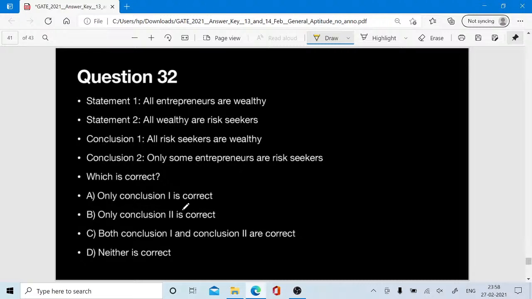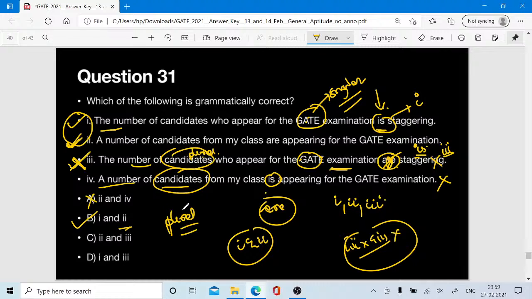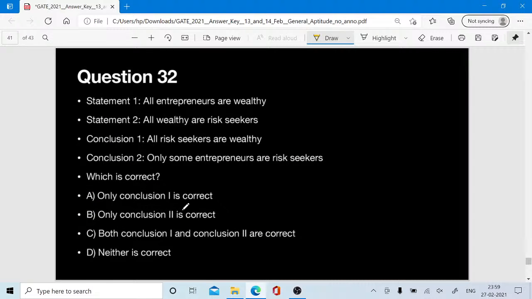Let's see the last questions. 32, and 33. Only 2 questions are there. So what is going to be the answer for the 32nd one? All entrepreneurs are wealthy. All wealthy are risk seekers. All risk seekers are wealthy. Only some entrepreneurs are risk seekers. What will be my right answer?